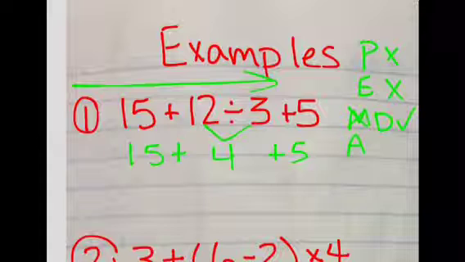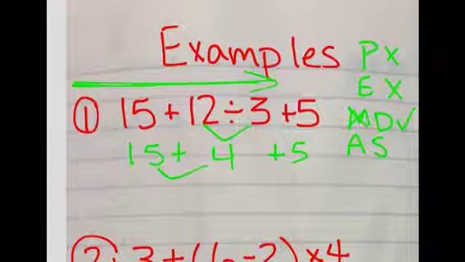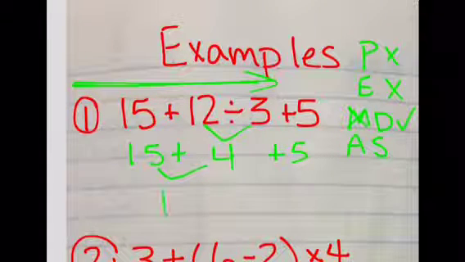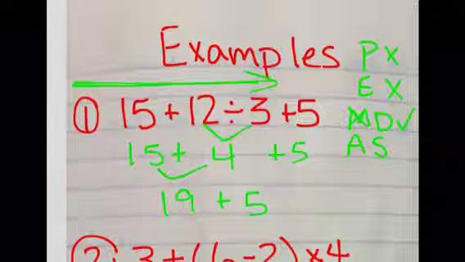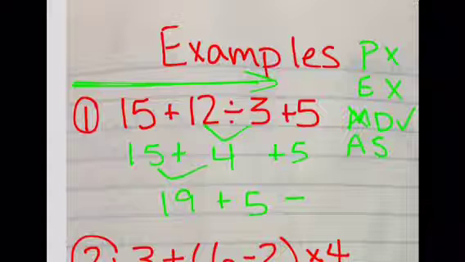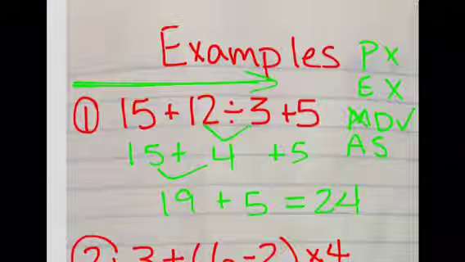Now we can do our add and our subtract. Okay, so going from left to right, we hit an addition. So we do 15 plus 4. That gives us 19. Bring down the next part. It's still addition, so we continue on. 19 plus 5 gives us 24.